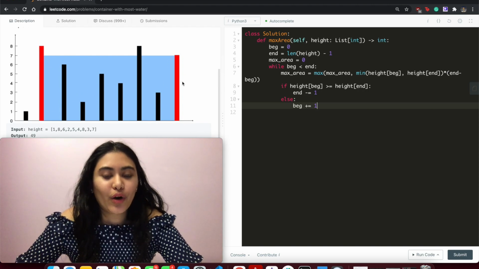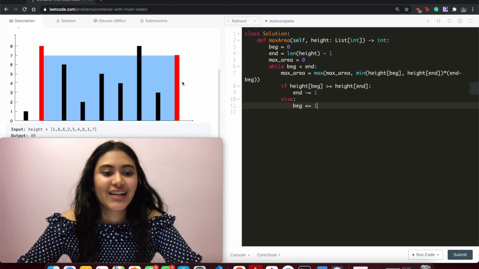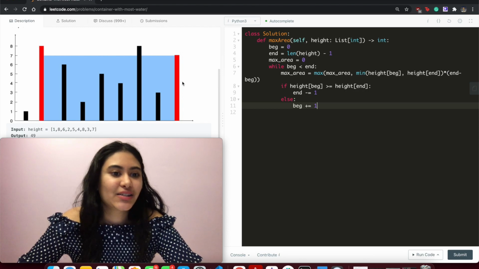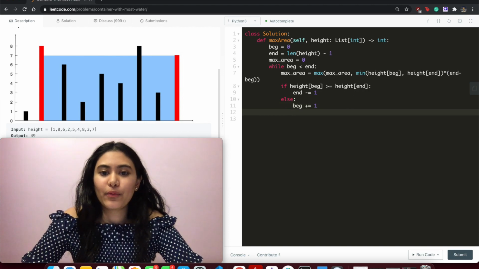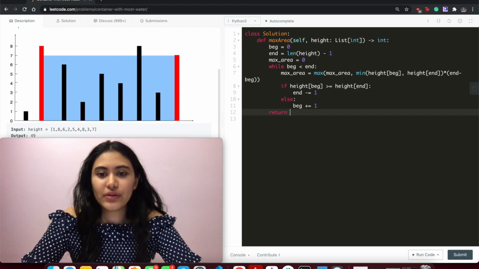But this is why we want to move the pointer that has the lower bar height, because that's not what we want for the answer. We're going to miss our real answer if we move them arbitrarily. So once we have that done, we loop through all the way. All we do is return max area.